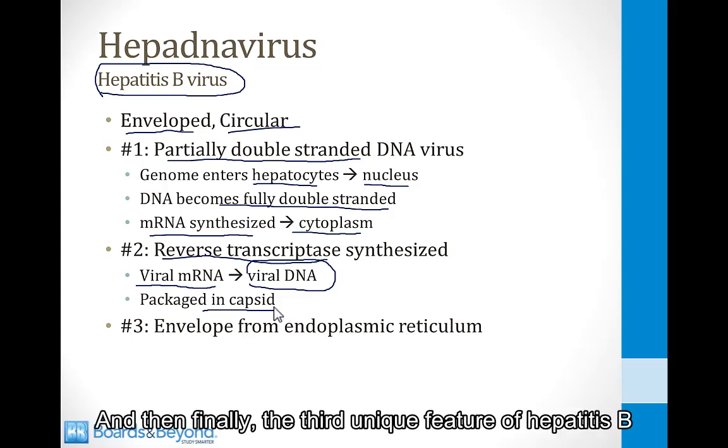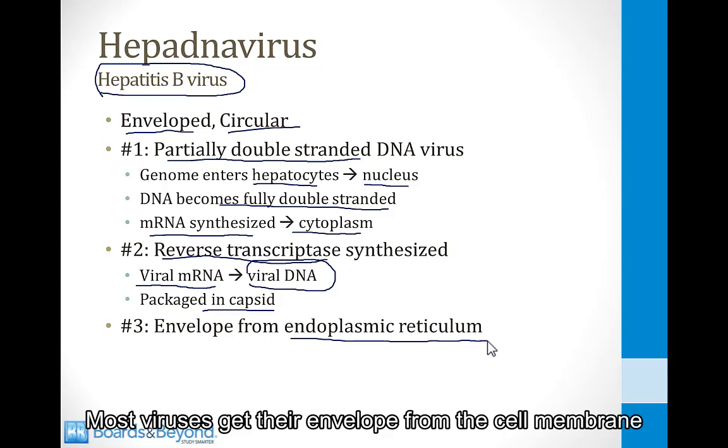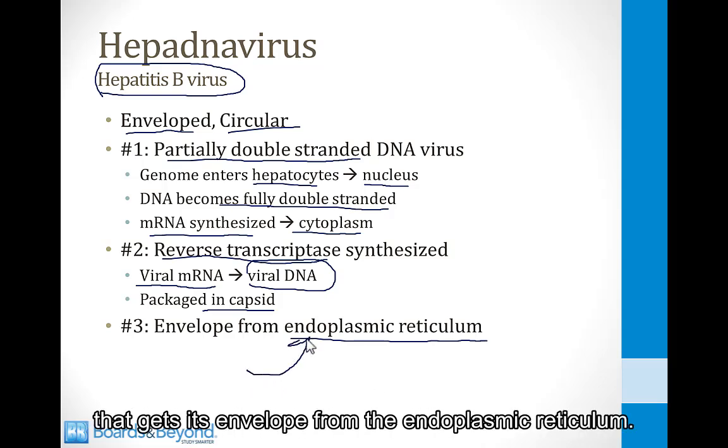And then finally, the third unique feature of hepatitis B is that it gets its envelope from the endoplasmic reticulum. Most viruses get their envelope from the cell membrane, but hepatitis B is different. It's the only one you really need to know about that gets its envelope from the endoplasmic reticulum.